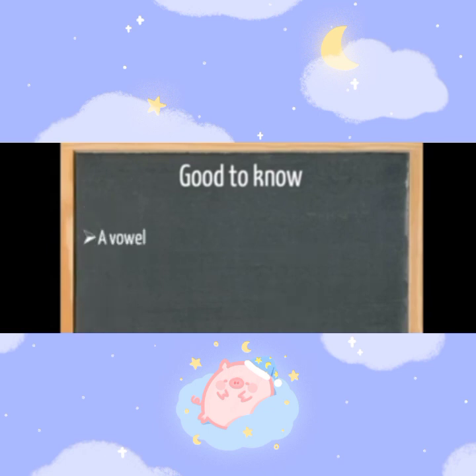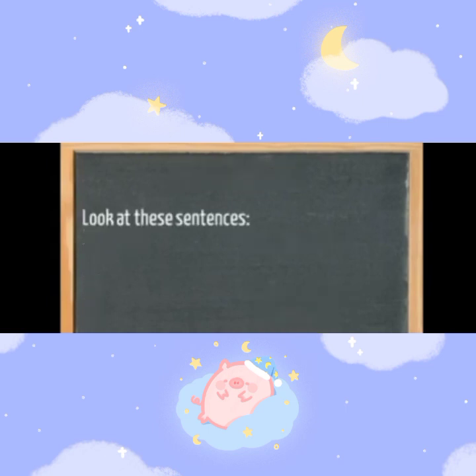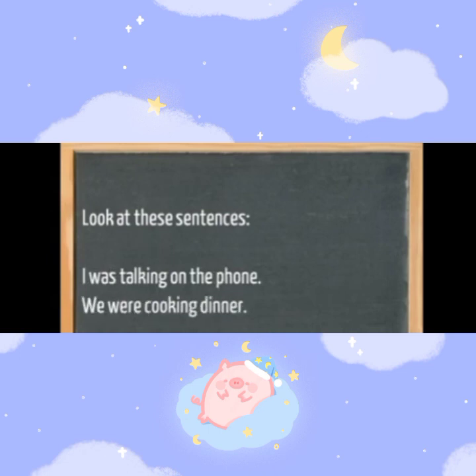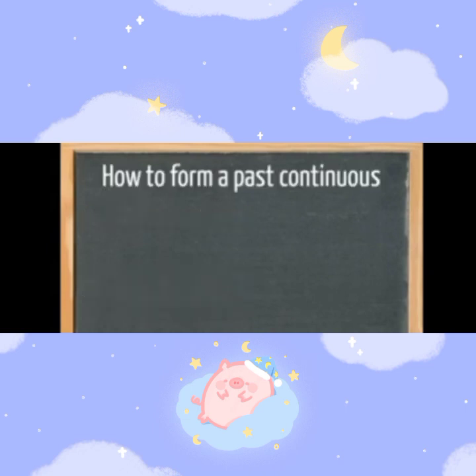It's also good to know that when I say a vowel, I mean an A, an E, an I, an O, or a U. The consonants are all the other letters in the alphabet. Now let's get started. Take a look at these sentences. I was talking on the phone and we were cooking dinner. Both these sentences are in the past continuous tense.